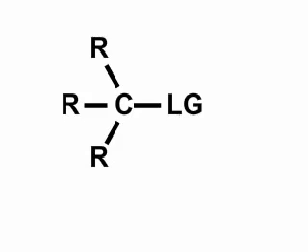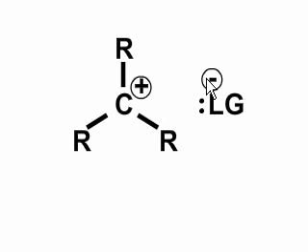Leaving groups are very important in organic chemistry. You're going to see many examples of reactions involving the loss of a leaving group. Loss of a leaving group is when the leaving group takes 2 electrons. These 2 electrons go with the leaving group, giving the leaving group a negative charge, leaving behind a carbocation, a carbon with a positive charge.